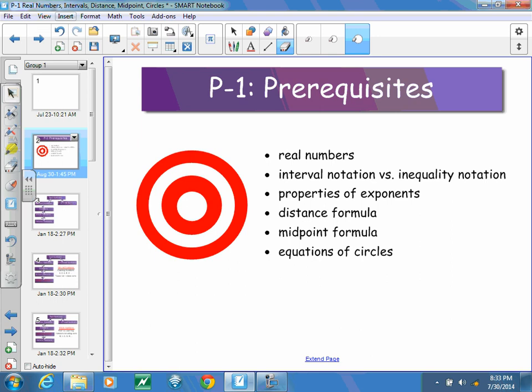So starting out today, we are going to review real numbers, what are they? We're going to talk about interval notation, which you've not seen before, and how we use that with our inequality notation that you've often seen. We're going to review properties of exponents. We're going to review distance formula, midpoint formula, and also equations of circles.